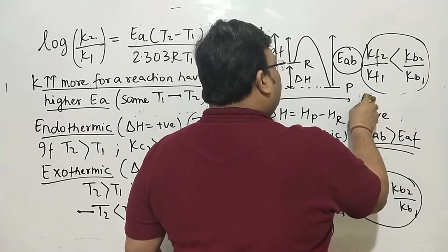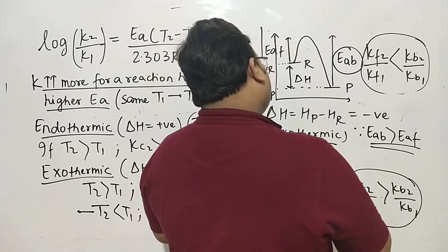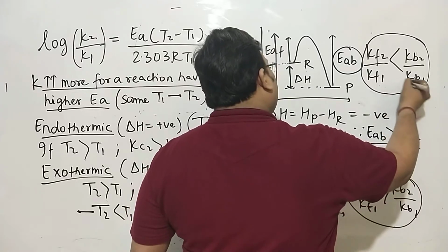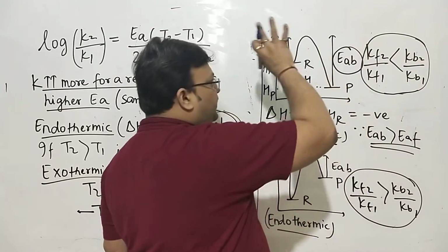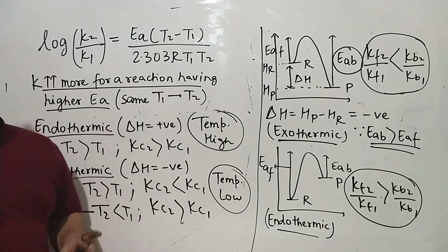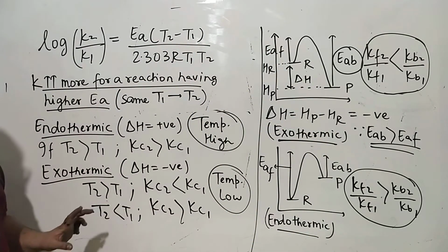I don't want to confuse you. टेम्परेचर बढ़ाने से यहाँ पे KF भी बढ़ता है, KB भी बढ़ता है, but the increase in KB is more because EAB is more than EAF. तो रेट बढ़ता है पर यील्ड घटता है.